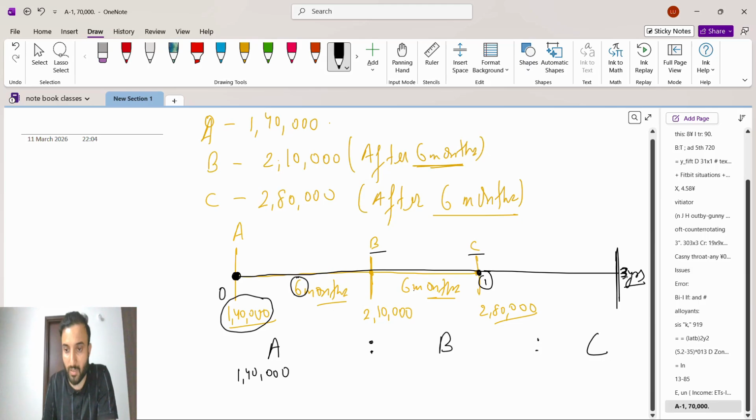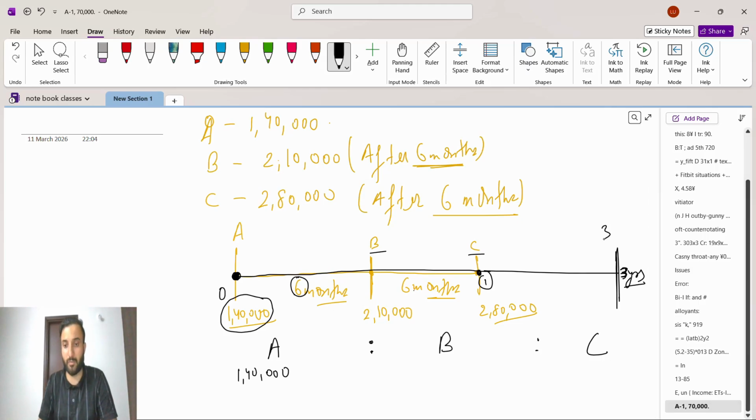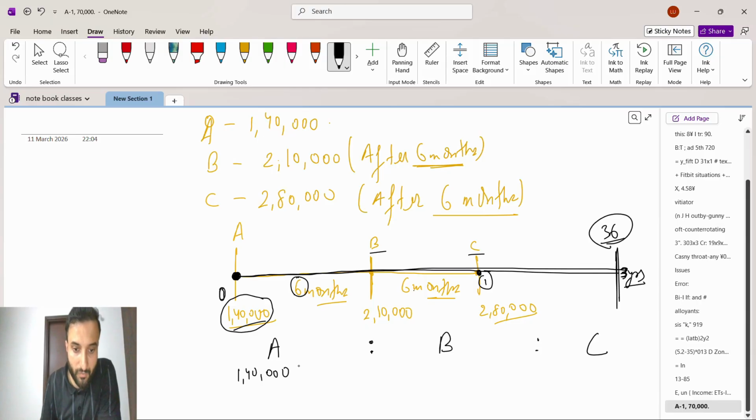We have to calculate the total for 3 years. 3 years means 36 months. So A is the only one who started the business, and he invested 1,40,000 at month 0, and it continued for the whole 3 years, meaning 36 months. So 1,40,000 into 36 months he continued.